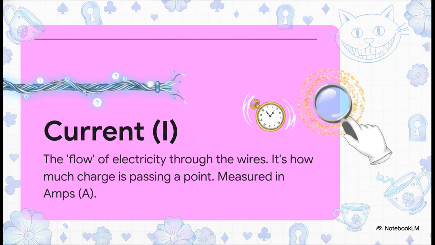So if voltage is the push, then current is the actual flow. This is the electricity on the move, the stream of charge that's actually zipping through the wires. Current tells us how much electricity is flowing past a certain point every second. We measure this flow in amperes, or as most of us call them, amps.